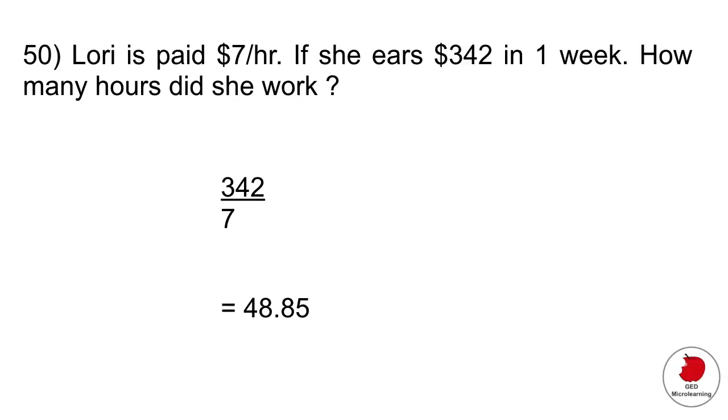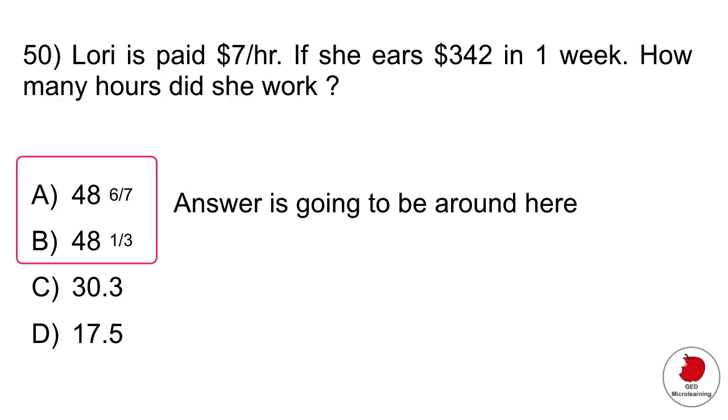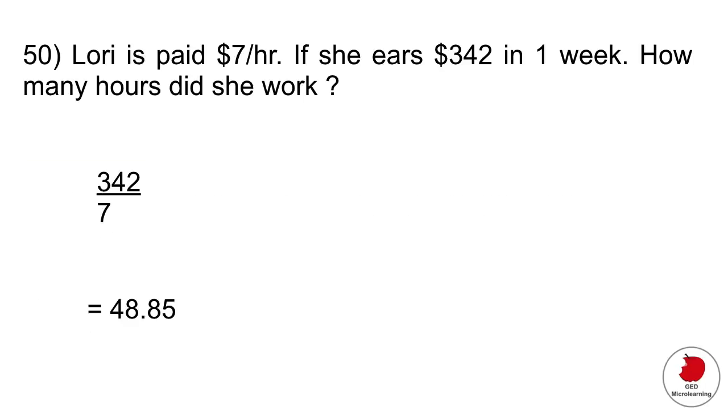But notice if we look at the answers that the answers are given in fraction form. So it's either going to be one of these two. It's probably going to be the first one, right? Because the number is 48 point 85. But let's change that improper fraction to a mixed number. So we know that the whole number is going to be 48. Now we have to find the remainder.